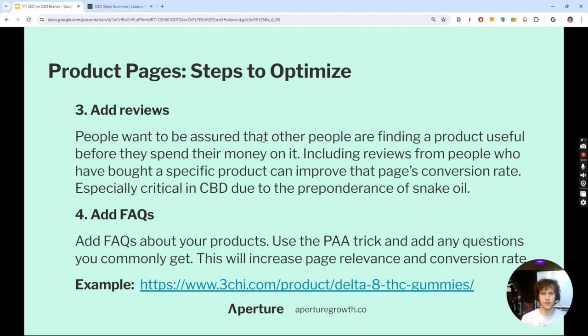So reviews are important. Number 4, FAQs, frequently asked questions. As discussed with the category pages, look up your target keyword and answer the questions that show up in the People Also Ask box. I call it the PAA trick, and that will increase conversion rate because people won't bounce from your page. It'll also increase the relevance of your page. Here's an example of a product page from 3Chi.